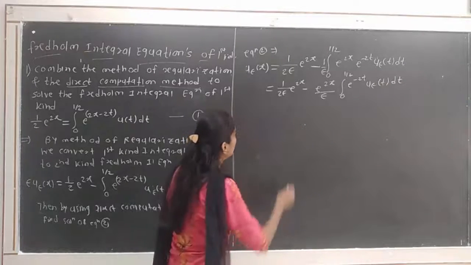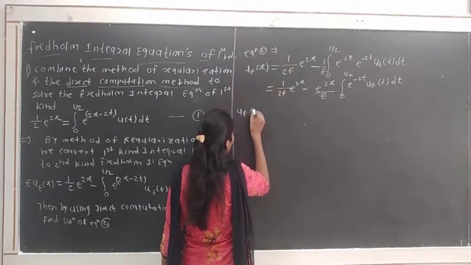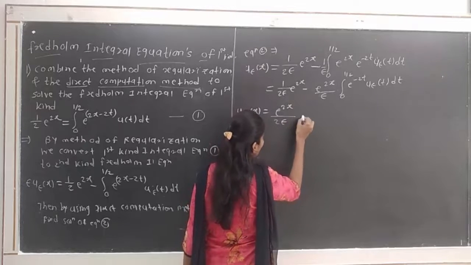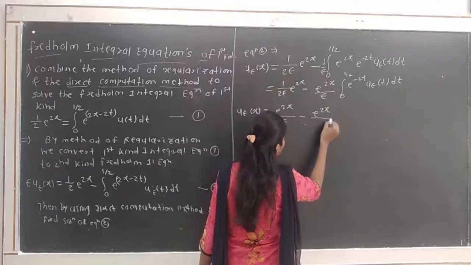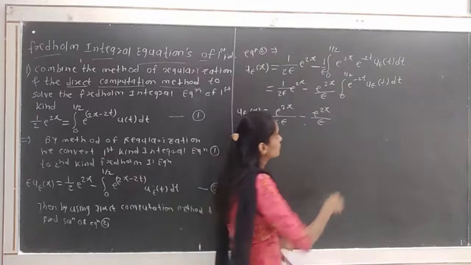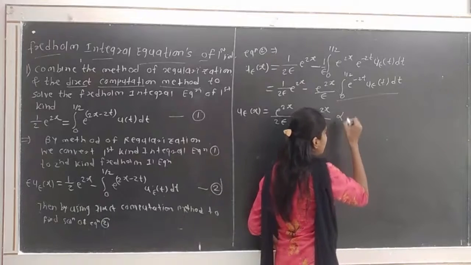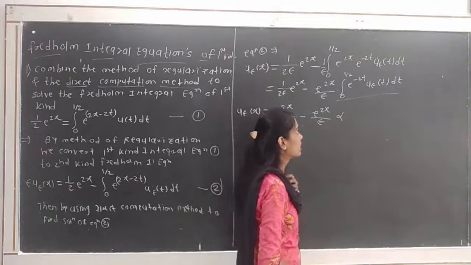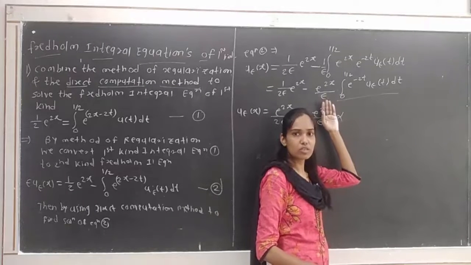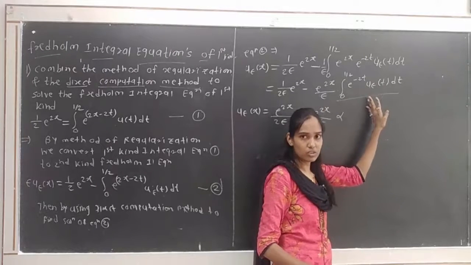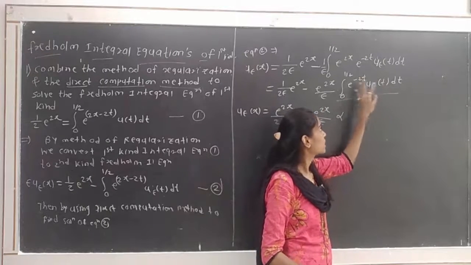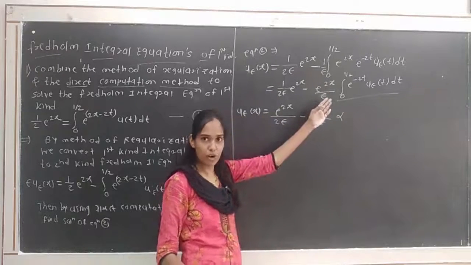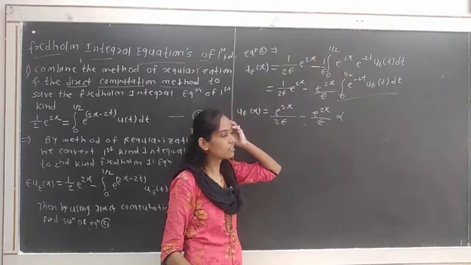Then u epsilon of x is equal to e raised to 2x divided by 2 epsilon minus e raised to 2x divided by epsilon, and here we consider this integral as alpha by using the direct computation method, because in the direct computation method we separate the kernel and take the terms of x outside the integration. The remaining integral contains only terms in t, and we take this integration as some constant alpha, a numeric value, because we find the value of this definite integral and get a numeric value.